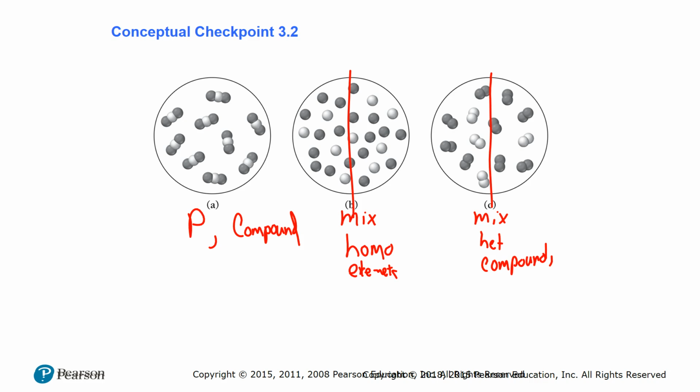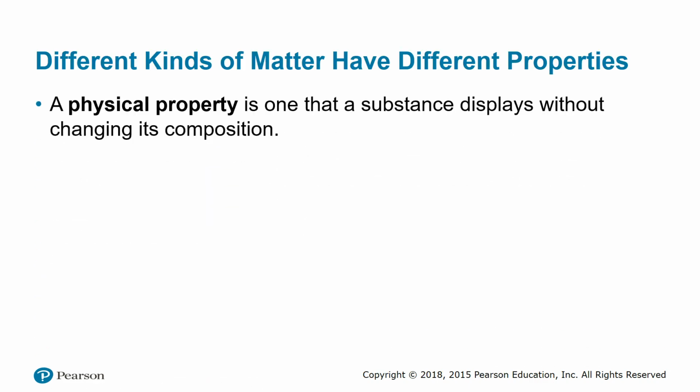So we're going to real quickly distinguish between properties and changes. So a physical property is a property that a substance displays without changing its composition. So what is one physical property of your desk? It's hard. Okay, it's hard. What's another physical property? Brown. Give somebody else a chance.